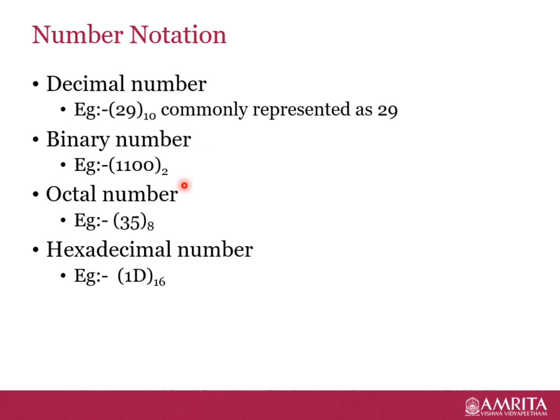This is how the numbers in the respective number system are notated. The decimal number 29 should be notated like this with base 10, but usually we will not represent the base along with the decimal number. We will simply notate it as this. Similarly, the binary number is notated with base 2, the octal with base 8 and hexadecimal with base 16. With this notation, it is very clear that it is not the decimal number 1100, but it is a binary number 1100. Similarly, this is not a decimal number 35, but instead it is an octal 35.